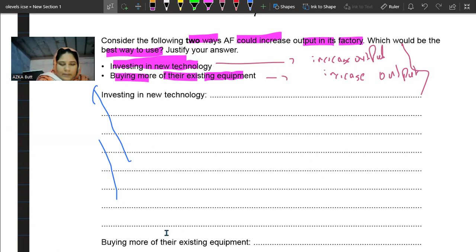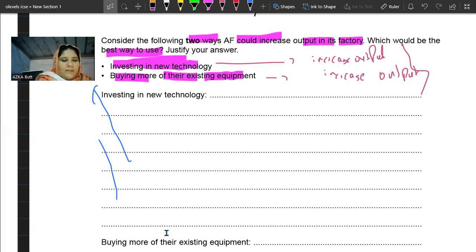Number two, there would be no or little training required, because employees already know how to use this existing equipment, so it would stop the cost increasing. And it is much cheaper than investing in new technology, because it only needs $25,000. So we would be less in need of taking out a loan from the bank, and we have to pay a much smaller amount of interest, so our profit margins would not decrease by that much as they would if we invest in new technology.